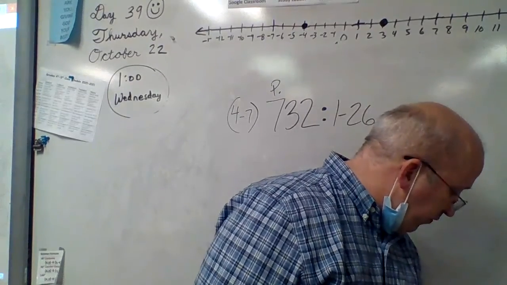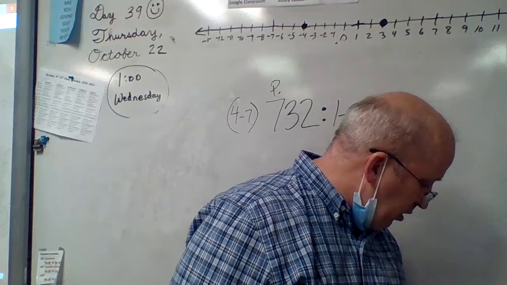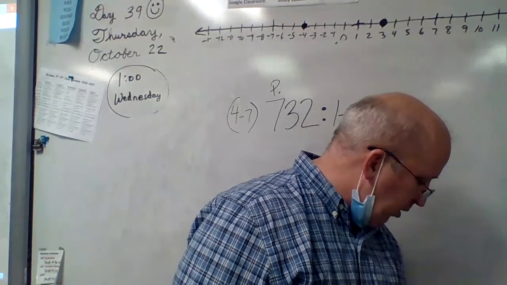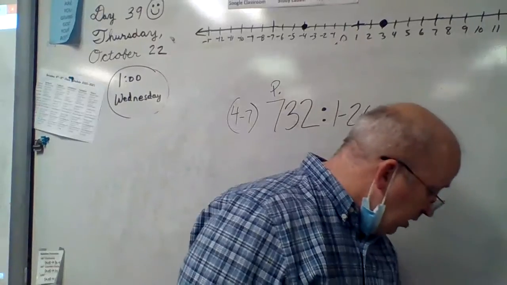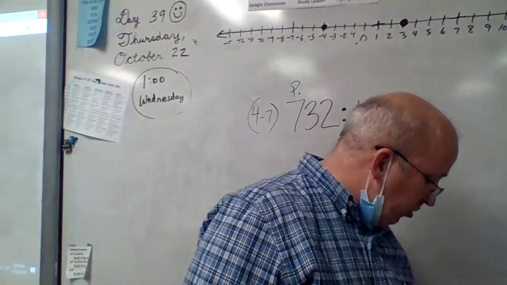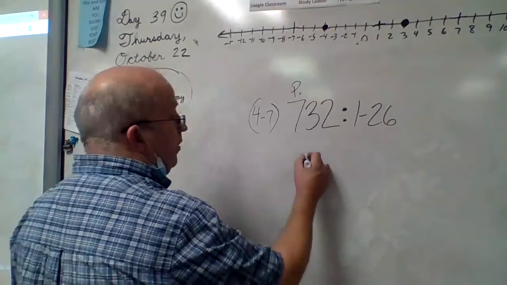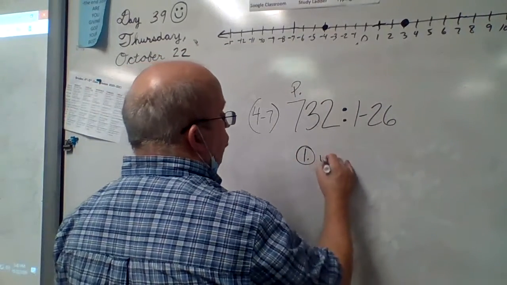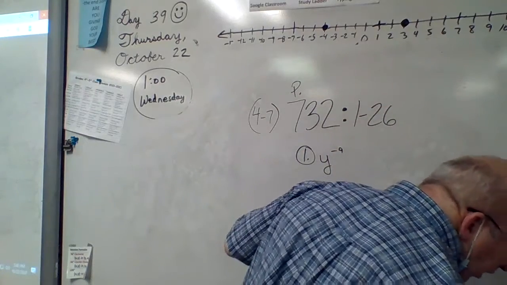Look at the first 6 problems on page 732, lesson 4-7. I'm looking at 1 through 6. That's about 2/3 the way down the page. The directions say write each expression using a positive exponent. So I'm going to look at number 1. Number 1 says y to the -9th power. Y to the -9th power.